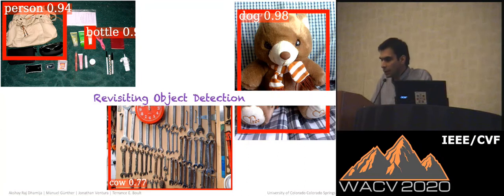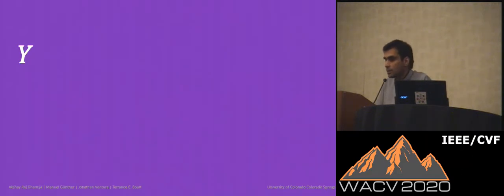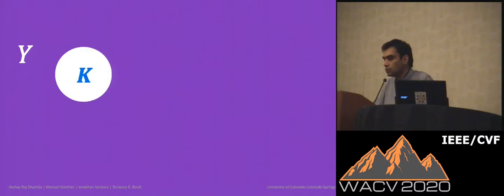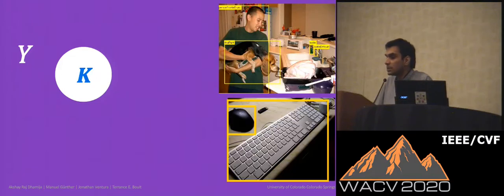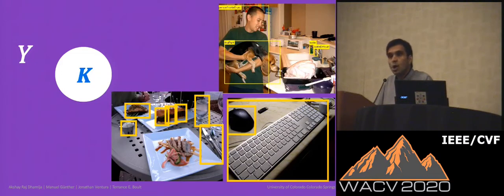Let us take a minute to understand how the problem of object detection is currently approached. Let us consider the infinite space of all possible object classes in the world. From this infinite space, a subset of known objects K are used for training. This subset represents the 20 classes in Pascal VOC or the 80 classes in MS COCO, such as person, dog, cat, keyboard, mouse, chairs, sandwiches, etc.